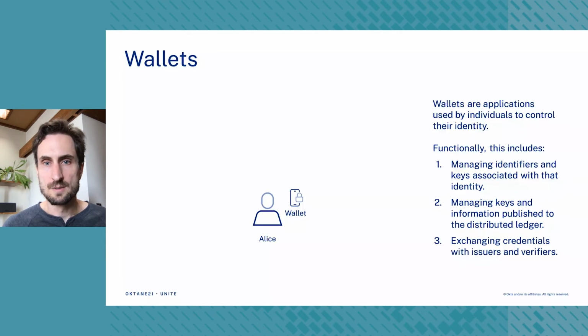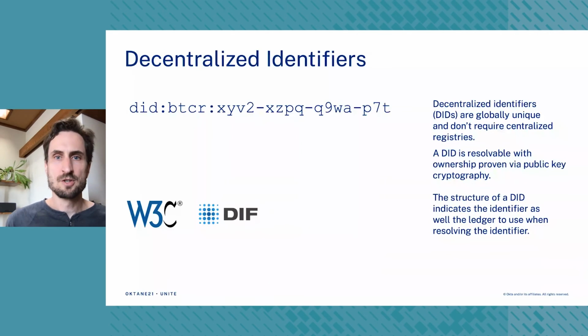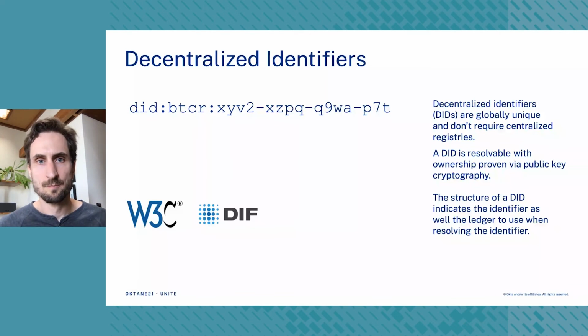2, wallets manage public keys and other information published to the ledger. This is what enables a network model, allowing all people, organizations, services, and things using the same ledger to transact with each other. 3, wallets exchange credentials with issuers and verifiers. This is ultimately where the value of decentralized identity lies, as it allows for trusted, identity-enabled transactions. We've mentioned identifiers a number of times up to this point. Let's examine them in detail.